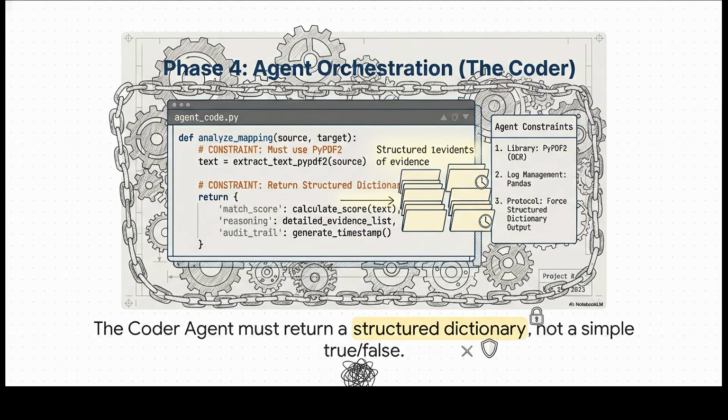So, what's happening behind the scenes? Well, the coder agent isn't just off writing whatever code it wants. No way. It's given very strict constraints. It has to use specific libraries to process PDFs, and its functions can never just return a simple true or false. It's forced to return a structured dictionary, basically a detailed log of evidence. This is what prevents any of those black box decisions.